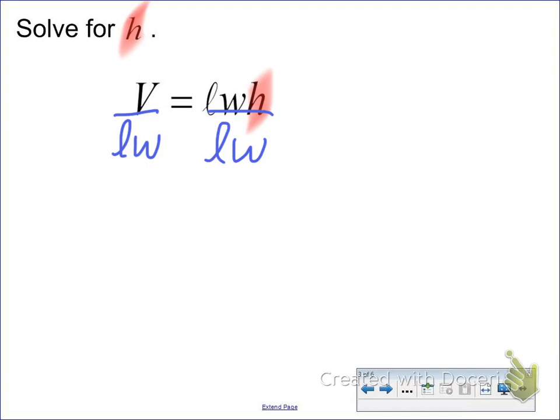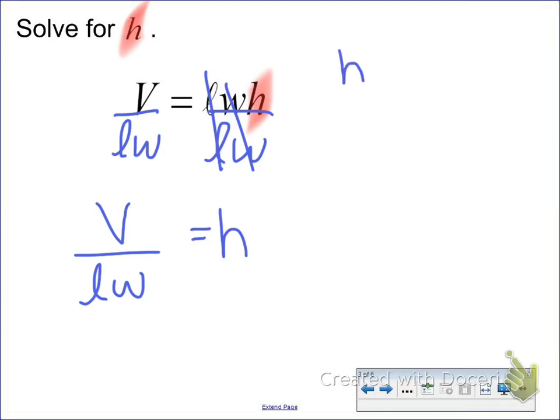But again, what we do to one side, we have to do to the other. Now h is alone because L over L is 1, W over W is 1, so h is now by itself. So we get h is equal to V over LW. Now again, we always like our solved variable to be on the left-hand side, so we're going to leave it as h is equal to V over L times W.